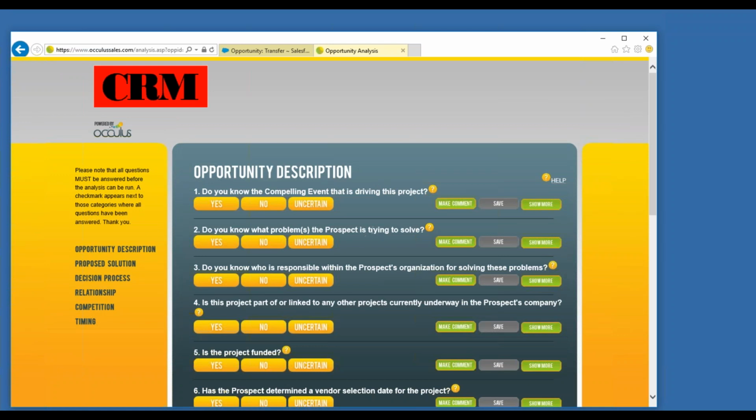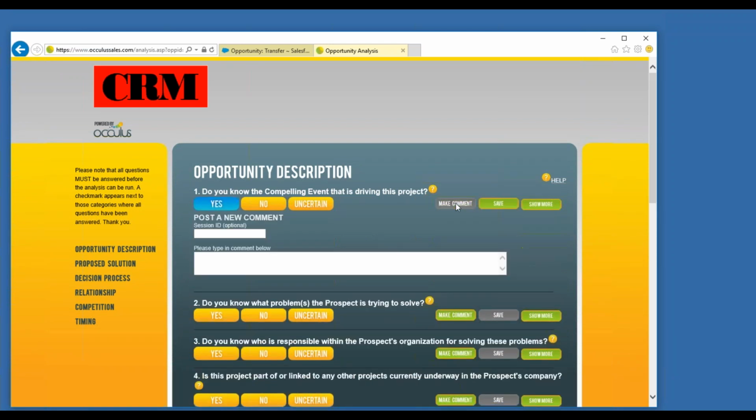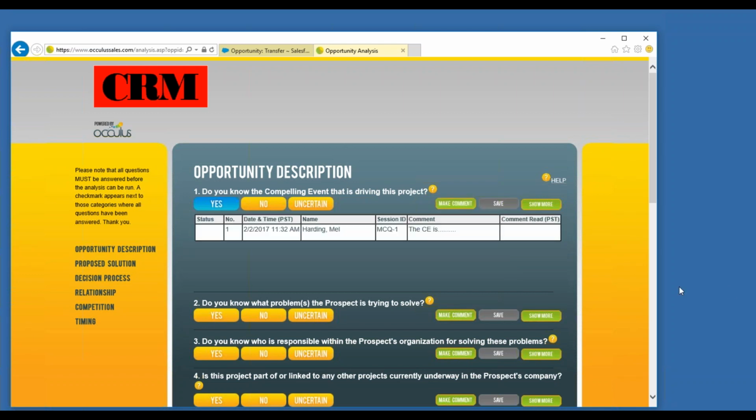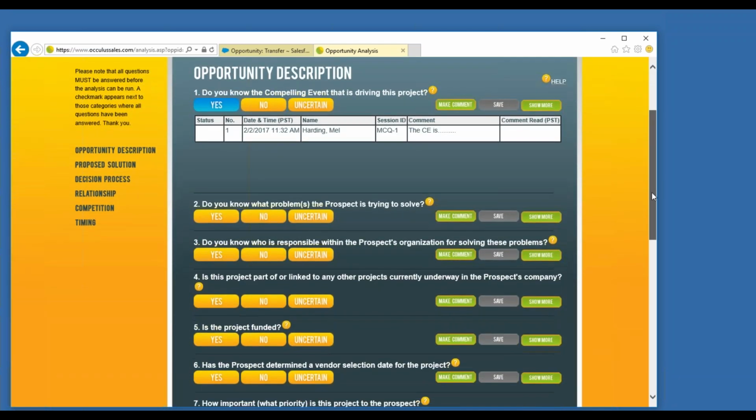So let us get going here. So question one, do you know the compelling event that is driving this project? My answer is yes, but this is a must-comment question. So we do want to make a comment here, and this is not a real opportunity. So I'm just going to put in the compelling event is something, and you'll notice I like to use short forms.